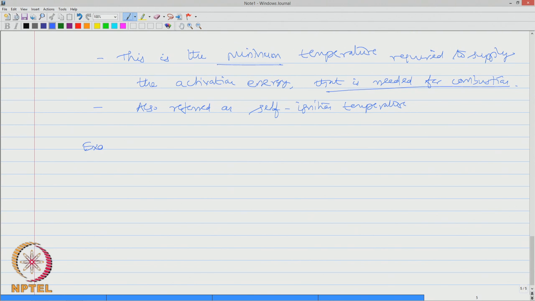We can give some examples of different chemicals or material whose AIT is known in the literature. Let us talk about gasoline. The commercial name is petrol. AIT, that is auto ignition temperature of petrol, varies from 247 degree to 280 degree Celsius. Diesel is 210 degree Celsius, butane is 405 degree Celsius, and methane is 580 degree Celsius.